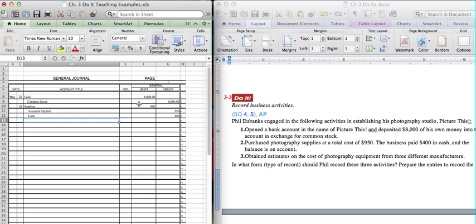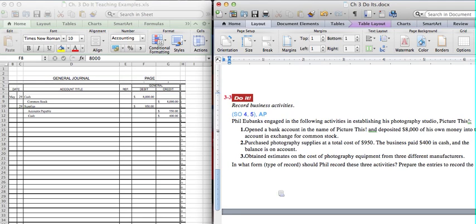Now the reason these aren't staying at the 00 is because it is not at currency. If I would click on those cells and hit this, it will change it. Put the dollar signs in front of them and make it dollars and cents.